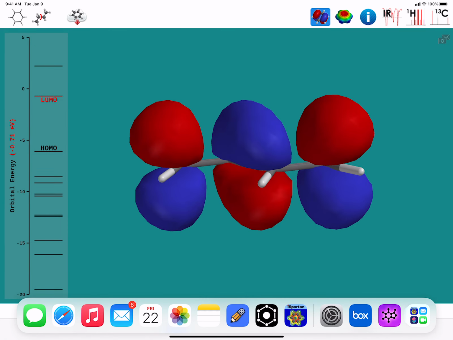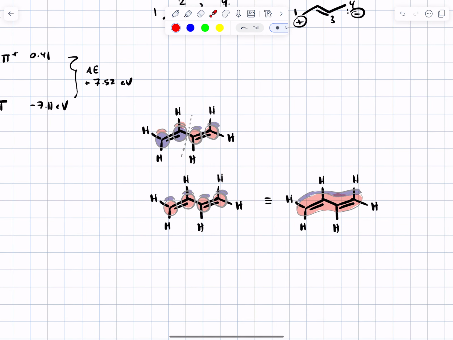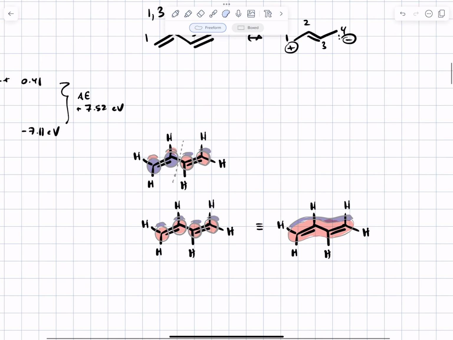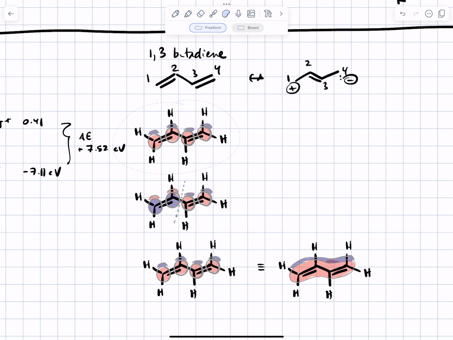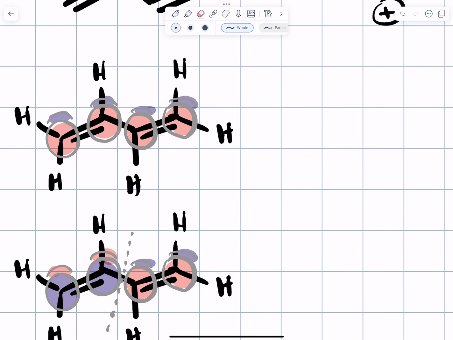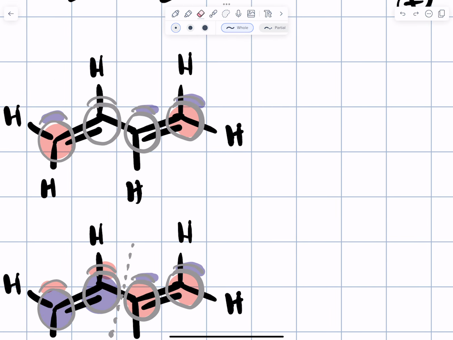If we were to draw that over here, actually, we'll just do that for this one. That's going to look like this. We'll put nodes. Oops. My eraser is not precise enough. There we go.